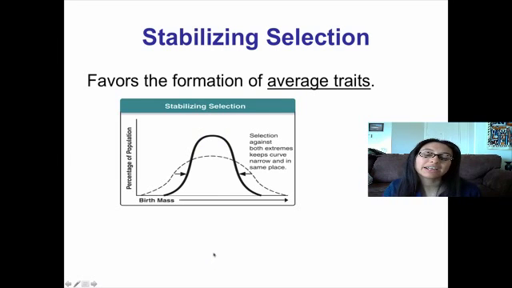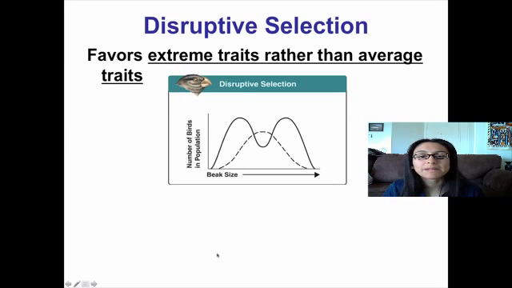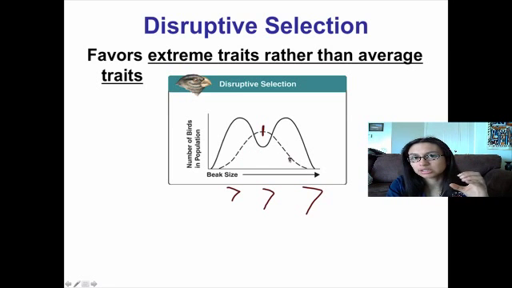All right, the last type of selection in this pattern, here again is the original bell curve. So I'm going to go ahead and draw the beak sizes again. Here's smaller beaks, here's medium-sized beaks, and here's the large beaks. The medium-sized beaks are the average of the trait. That's the best to have, and those are the ones that are surviving. But then the environment changes, and let's say that all that's available now is really tiny seeds and really large honking seeds.